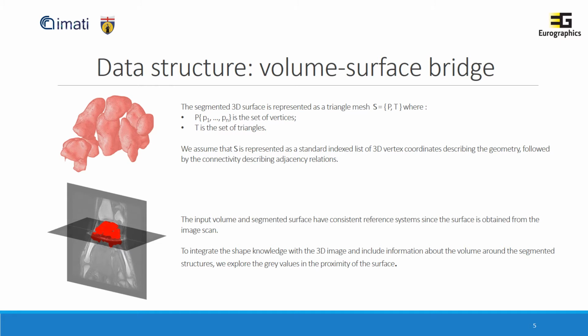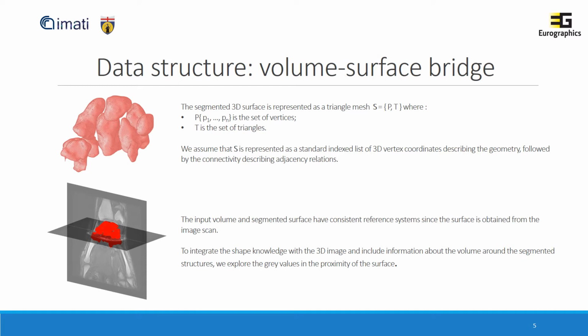The two inputs of our method, that are the image volume and the segmented surface, have consistent reference system, since each surface is obtained from the relative image. For this reason, the superimposition of the two doesn't require any registration.